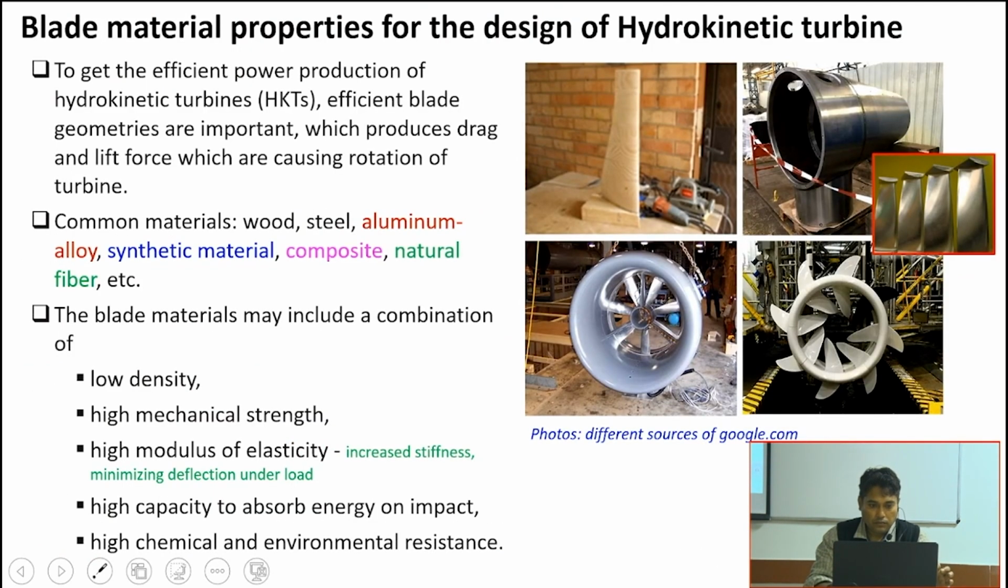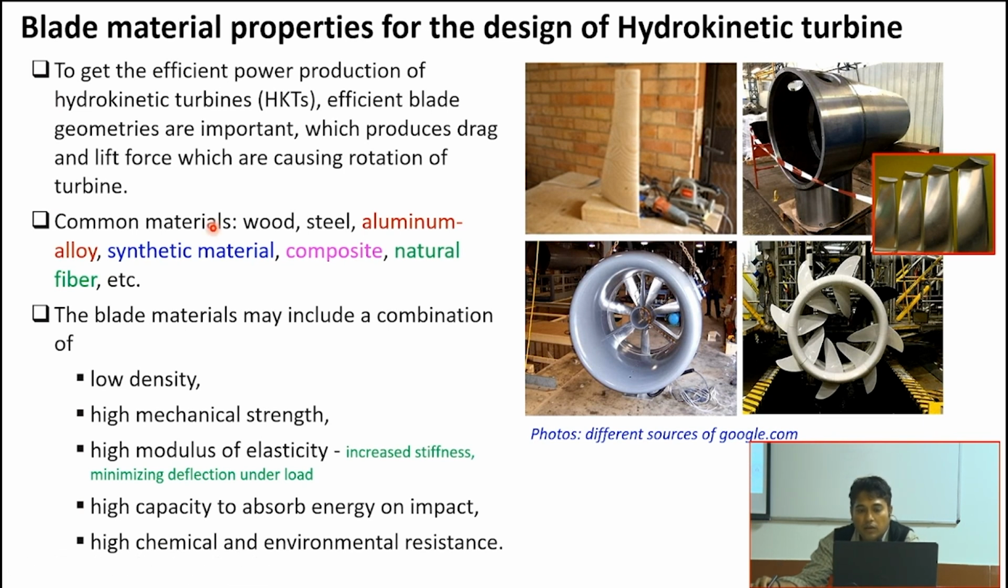Now, in general, the material we use, we have seen that there are lots of materials that can be used, but commonly used materials are aluminum alloy, synthetic material, composite, or natural fiber. These are the materials. Again, the criteria are low density, high mechanical strength, high modulus of elasticity, high capability of absorbing energy, and high chemical and environmental resistance must be there.